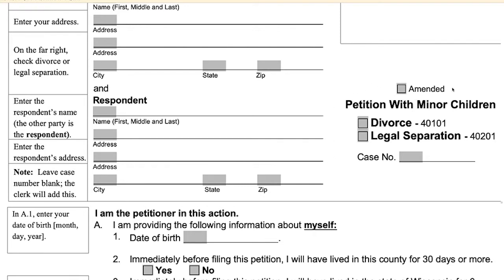You'll see a box next to the word amended above the title of the document. That is if you need to refile, if you get additional information or you got something in your original petition wrong, you file an amended petition and you need to make sure that you're clear about the fact that it's amended. Under here is where the clerk of courts will assign you a case number, so you will leave it blank. However, if you're filing an amended petition, you will use the case number that was assigned to you when you filed your original petition.